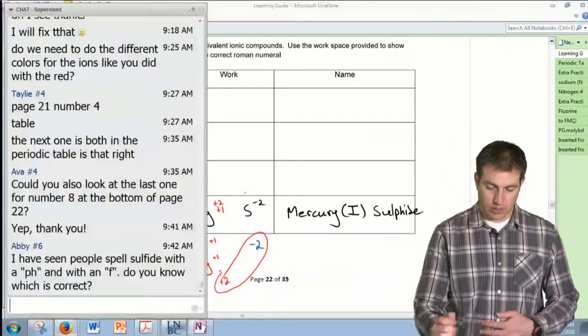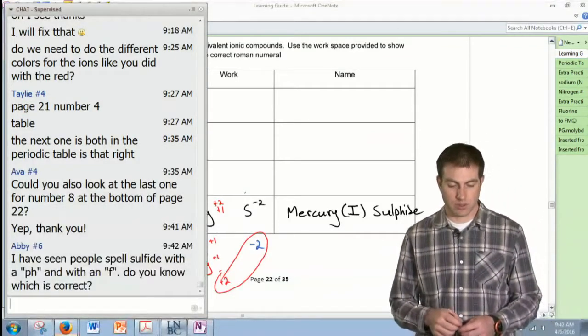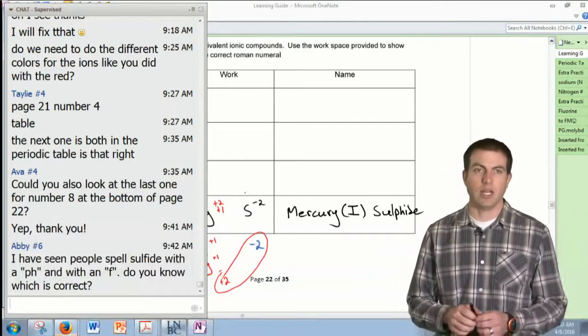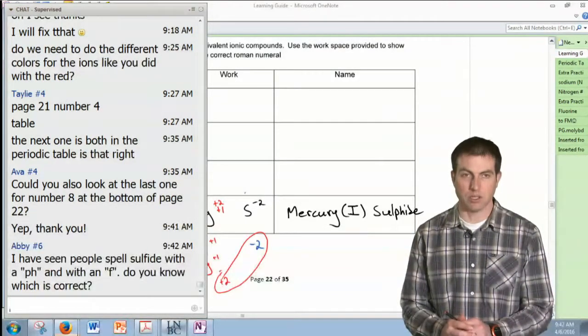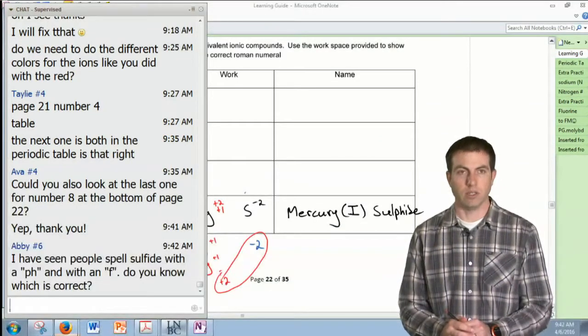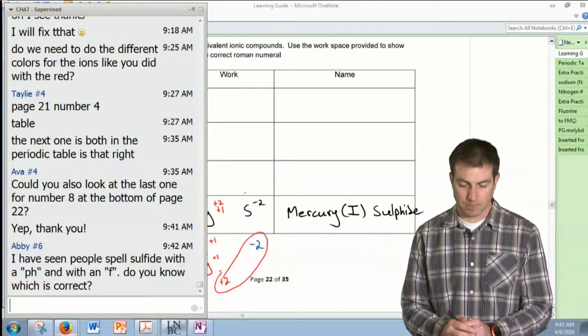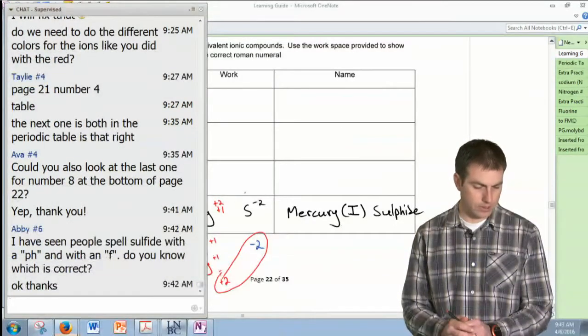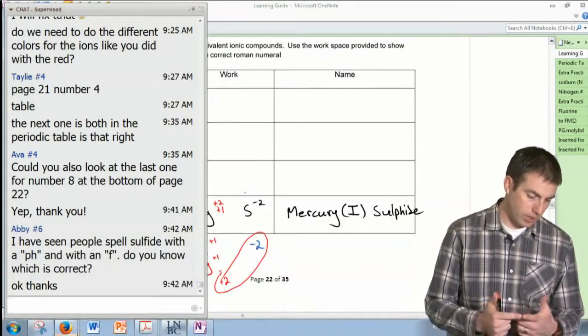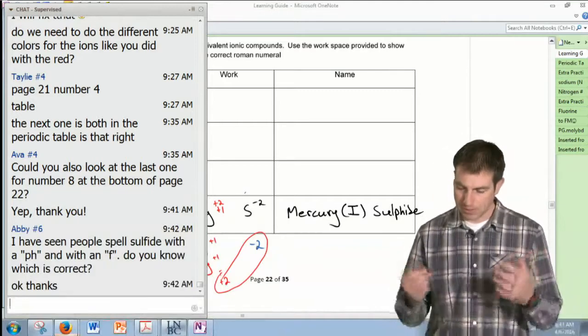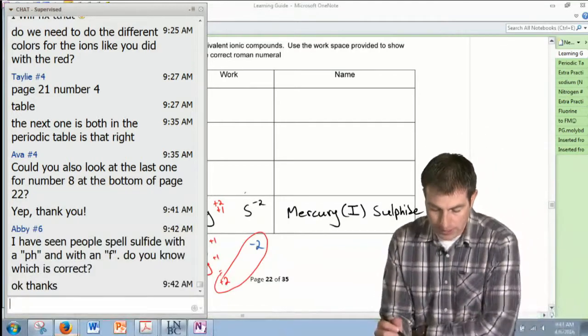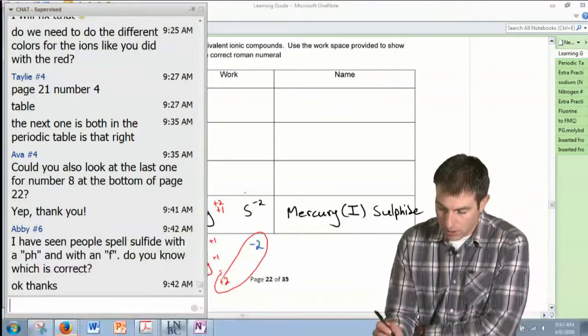That's another good question. Sulfur with an F or ph, both are correct. It doesn't matter which way you write it. Just kind of depends on where you learned it. So you can do either one. Phosphorus, I think runs into the same problem. Sulfur, phosphorus. Those are the kind of ones that are spelled a couple different ways. Just depends on who's doing the work, I guess. And both ways are acceptable.